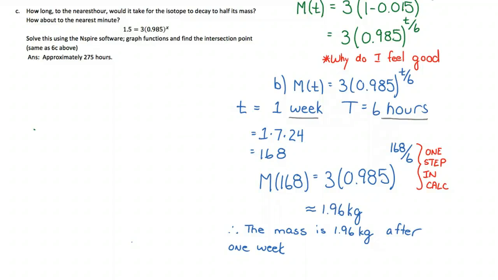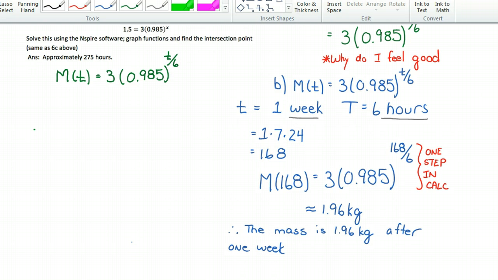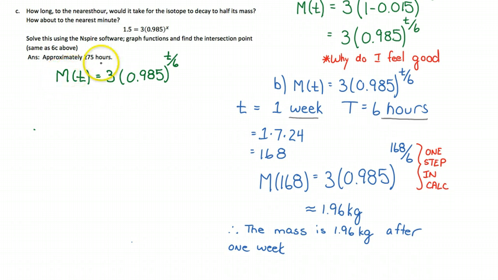With this question, all these questions come down to this: if I have my function, and our function is m as a function of t, is equal to 3 times 0.985^(t/6), the question is, do I know m or do I know t? Do I want to find m or do I want to find t? In this case, they tell us how long it would take for the isotope to decay to half its mass. So I know what m is.